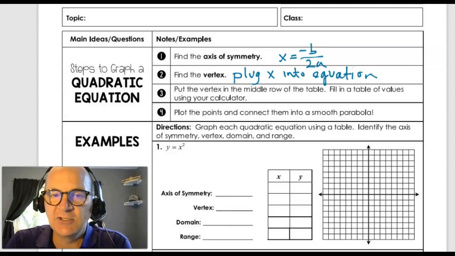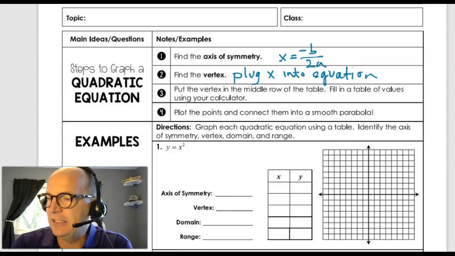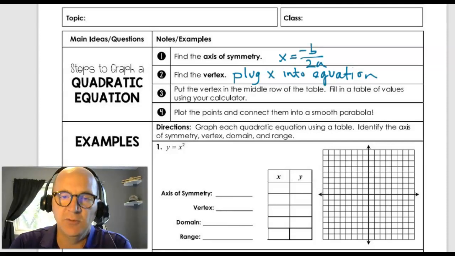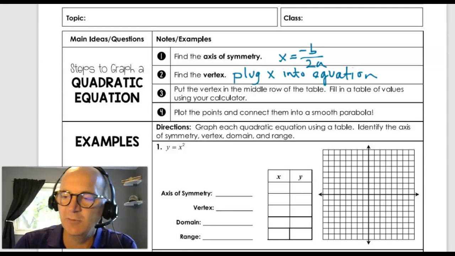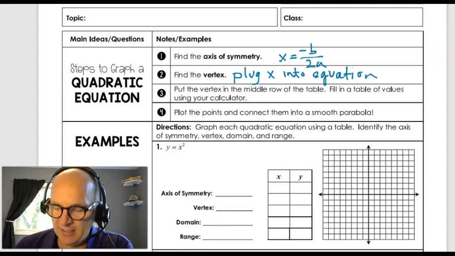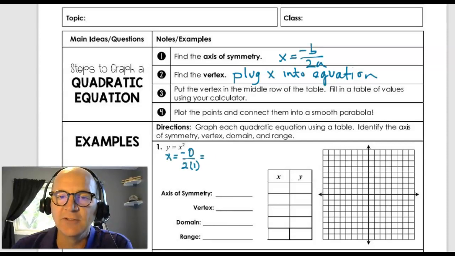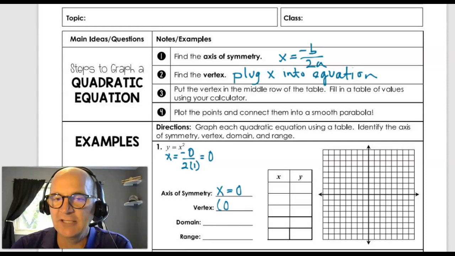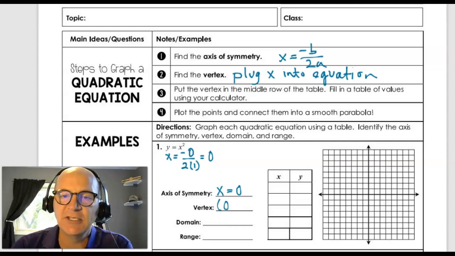So let's just take a look at a pretty easy example of the most basic quadratic, which is y equals x squared. If you want to find where the axis of symmetry is, again, just use the formula. Negative b over 2a will give us an axis of symmetry of 0, x equals 0.